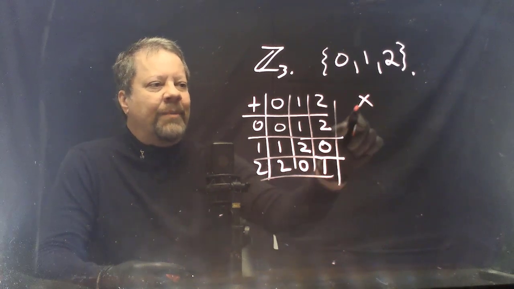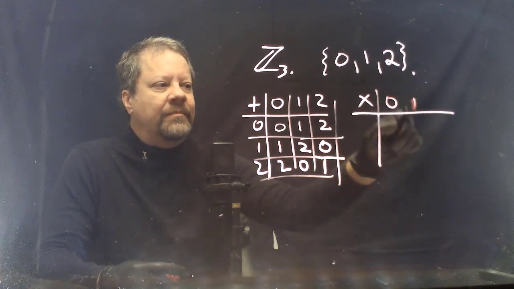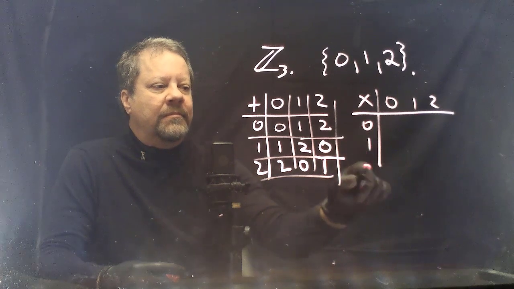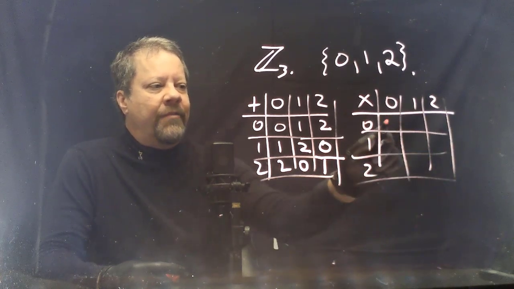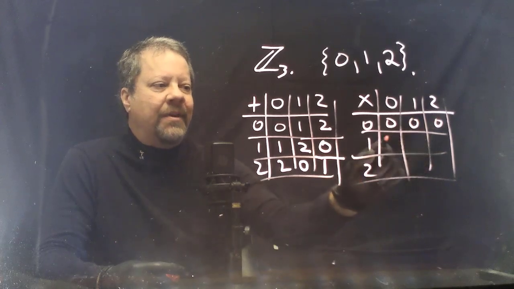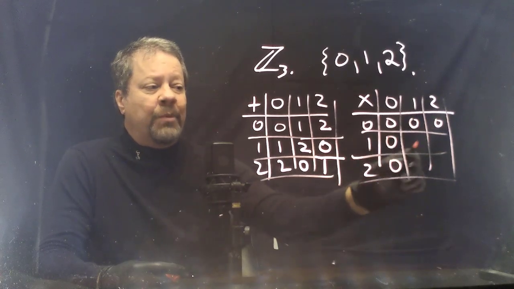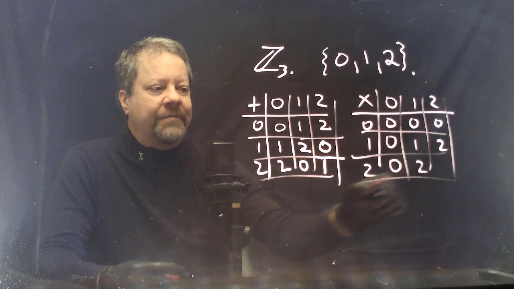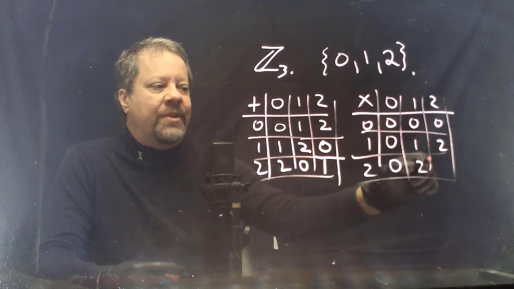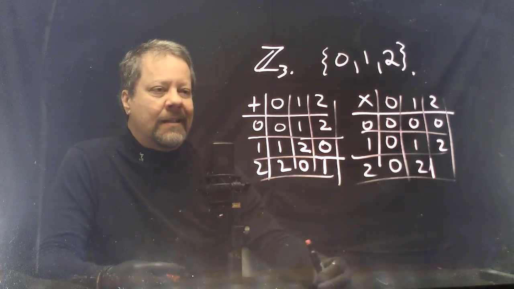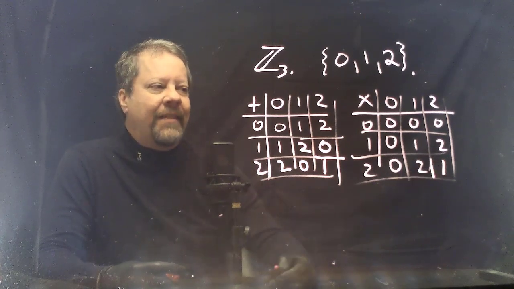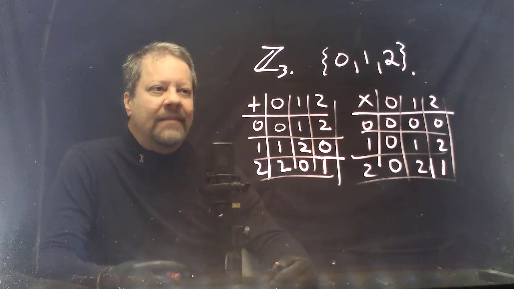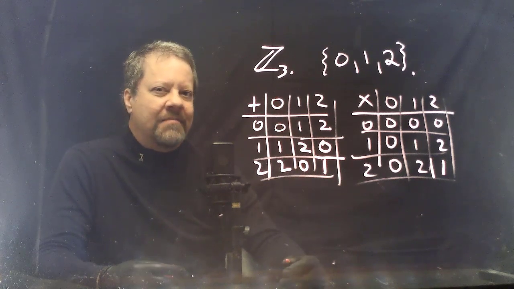Now what about the multiplication table? If you multiply anything by 0, you get 0. If you multiply anything by 1, you get itself. 2 times 2 is normally 4. It's not in the set. So we have to subtract 3 to get back within the set. And therefore 2 times 2 is 1 in the set Z3.